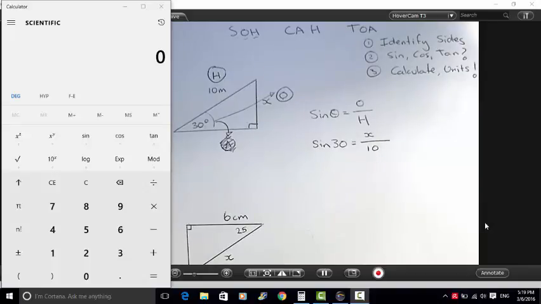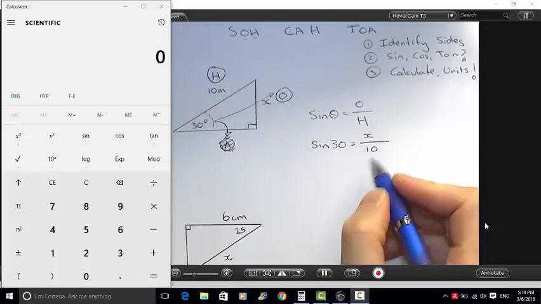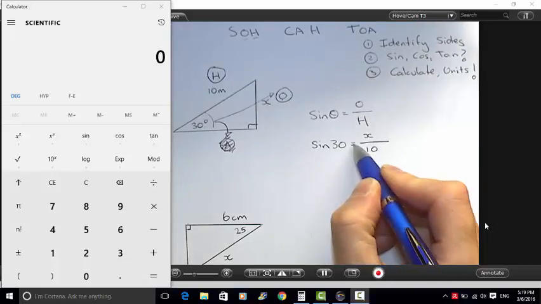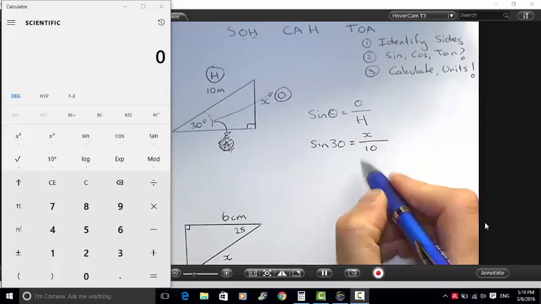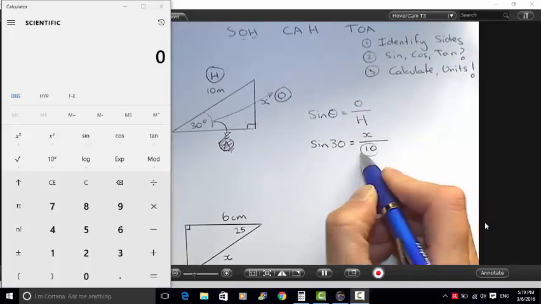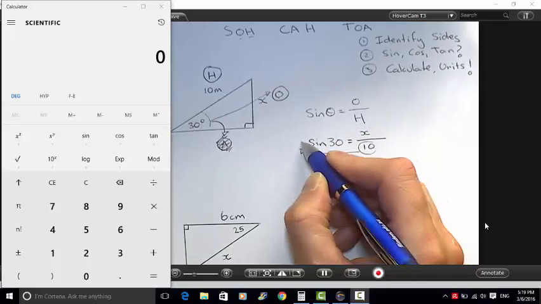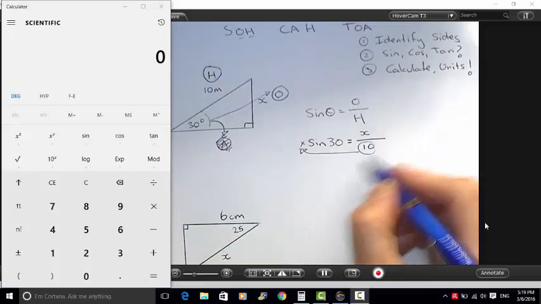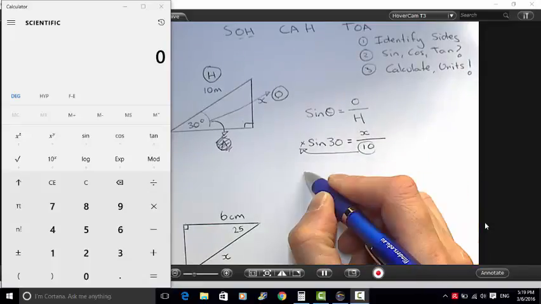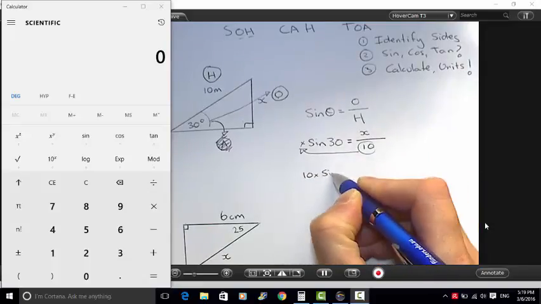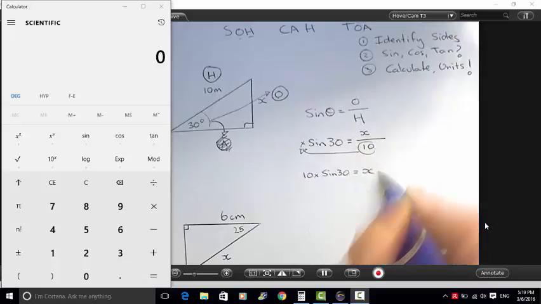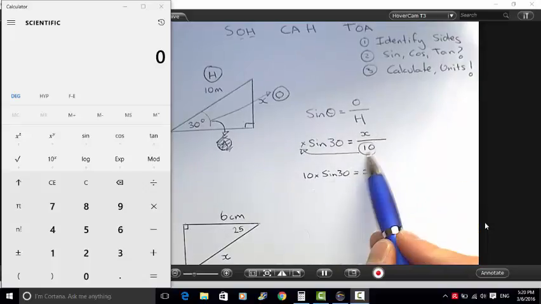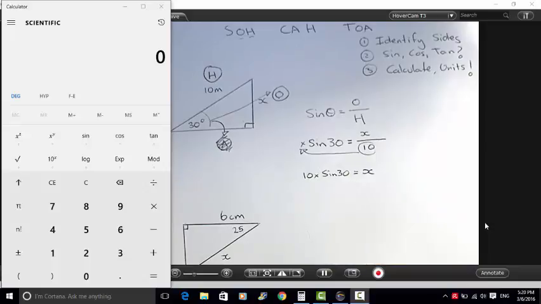So now what we need to do is use our algebraic skills. Little trick if you're still not quite sure on how to solve one-step algebra. Essentially this 10 is going to get moved up to there and you're going to times it by the sine of 30. So we get 10 times the sine of 30 equals x. So we've just moved that up to there and times it together.